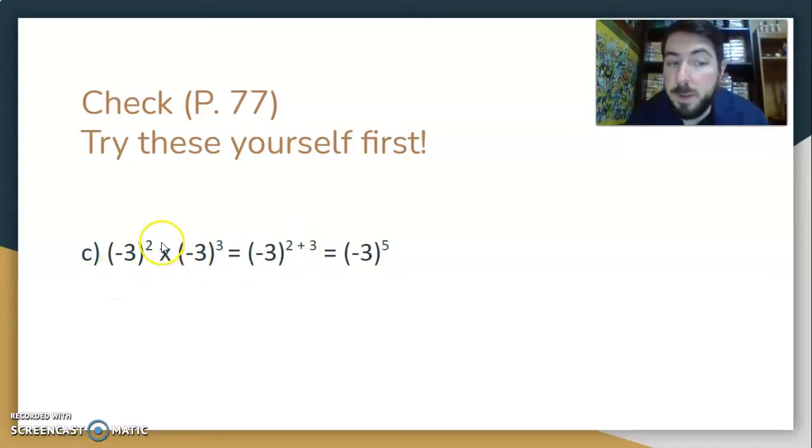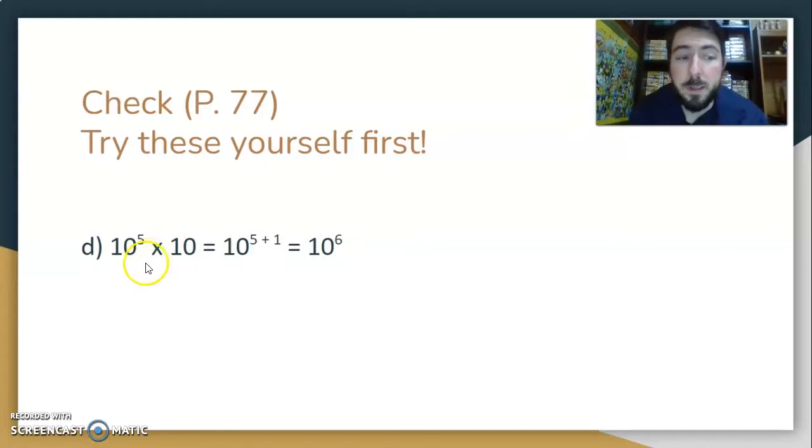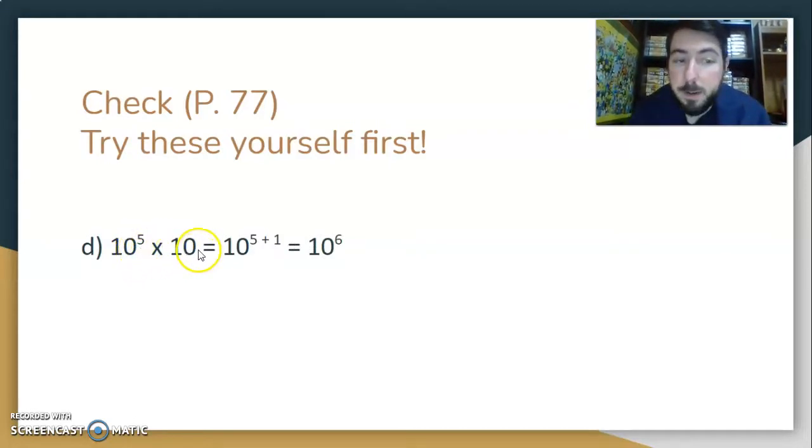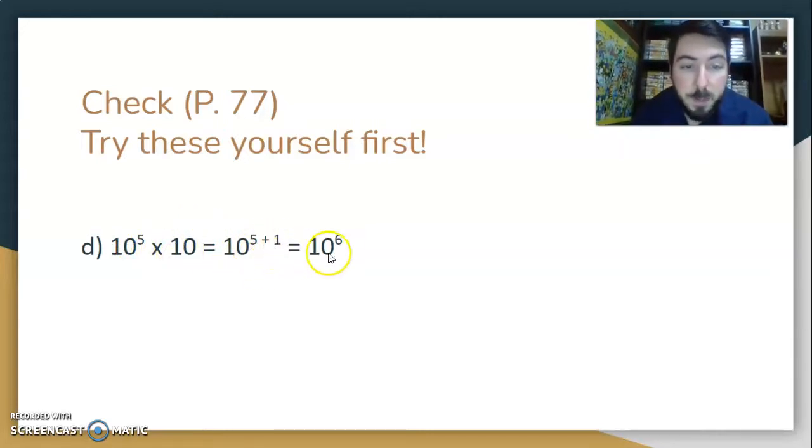We have negative 3 squared times negative 3 to the power of 3. 2 plus 3 equals 5. Our bottom number is the same, so we can do that. So it equals negative 3 to the power of 5. And if you're writing this in your notes, make sure you keep the brackets in your answer. Don't get rid of the brackets, just write it the exact same way that you see it in the question. The last one is 10 to the power of 5 times 10. Remember, there's an invisible 1 here, so we're actually doing 5 plus 1 equals 6. So 10 to the power of 5 times 10 equals 10 to the power of 6.